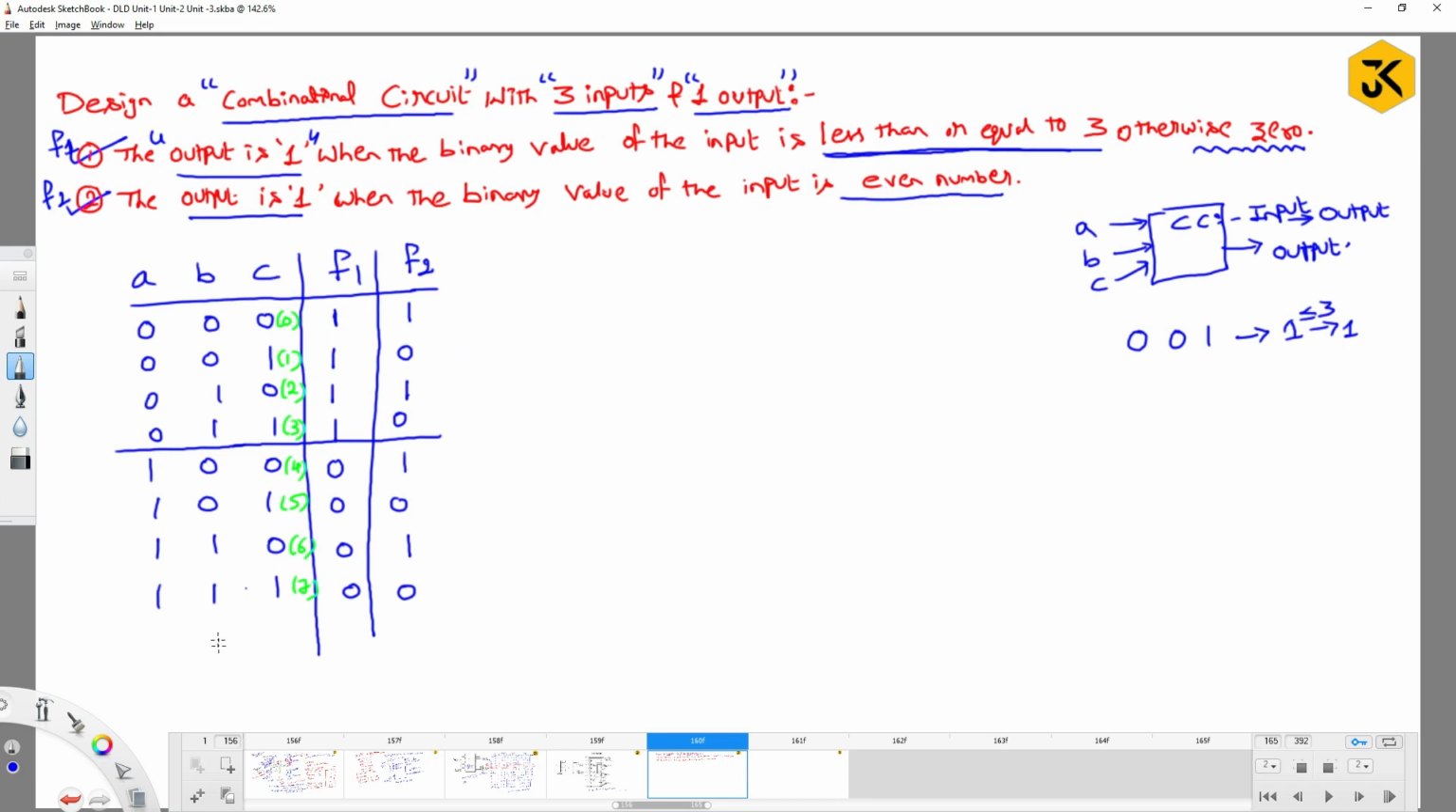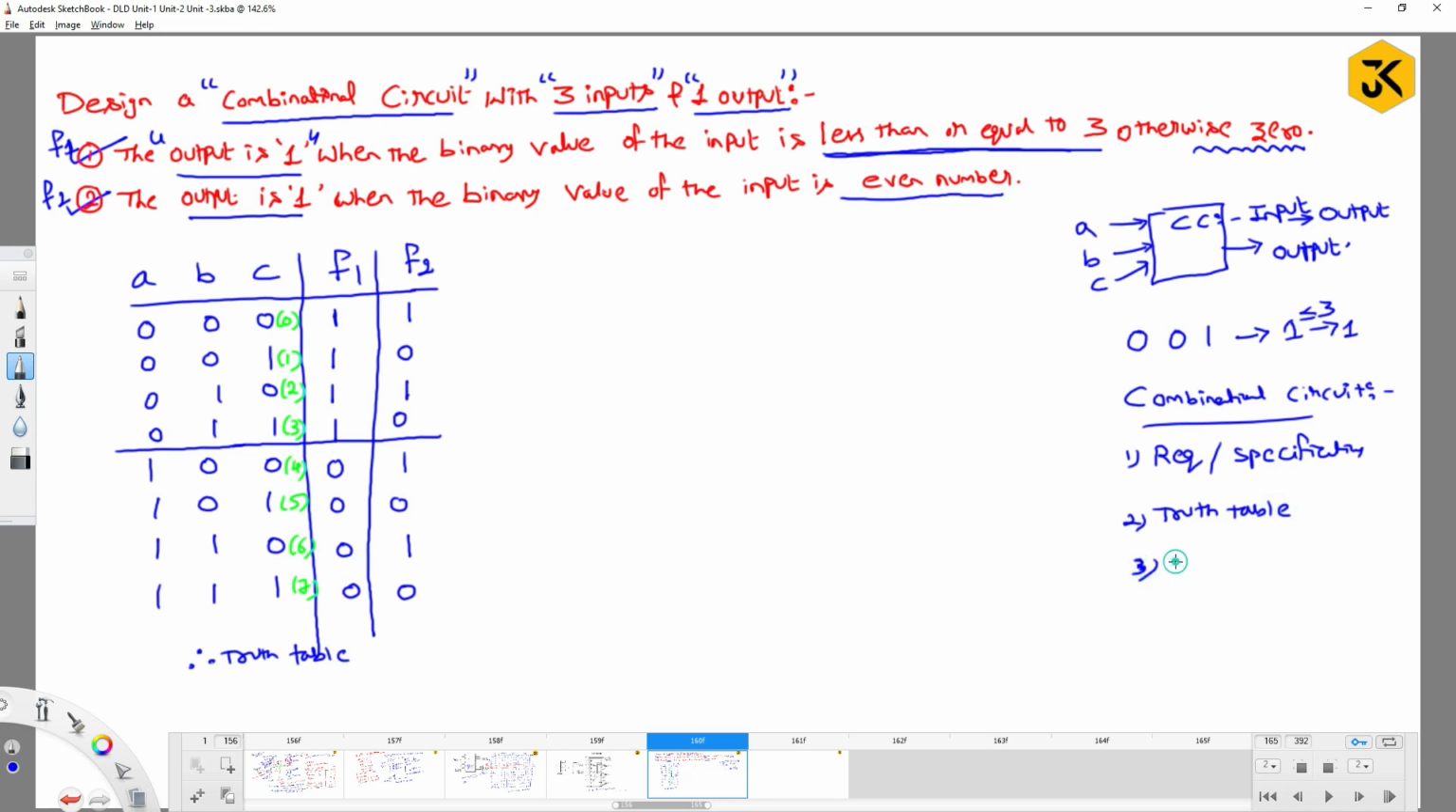So according to their question, we have constructed the truth table. Basically, when somebody asks you to construct a combinational circuit, you have to identify the given requirements or the various specifications given. After analysis, you have to construct the truth table for it. After constructing the truth table, you have to solve it, either through Boolean theorems or through K-maps.